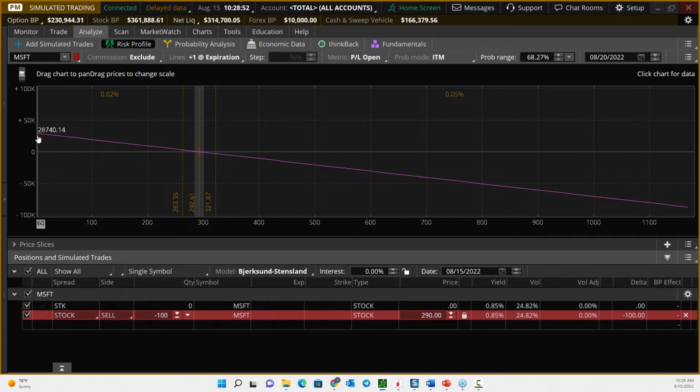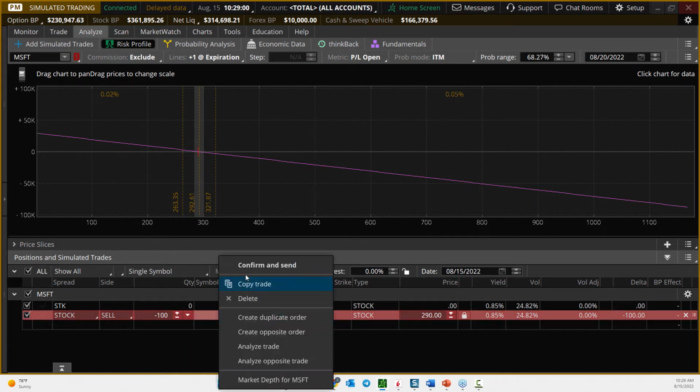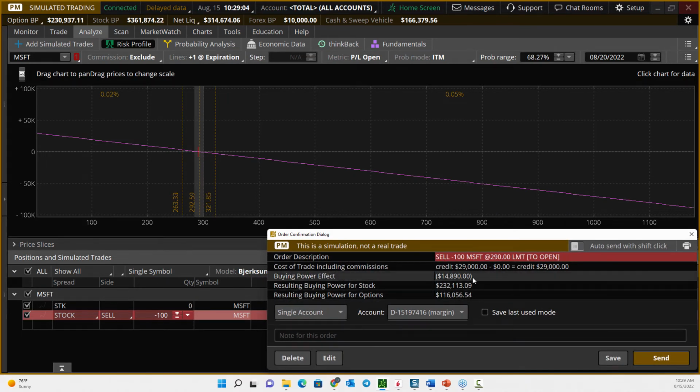So if we shorted the stock at 290 and it went to 0, we're going to be up about $29,000, right? We collected $29,000 when we shorted the stock. If you watch, if I go into confirm and send, watch what happens. It's going to tell me you're getting a credit of $29,000 because you're selling 100 shares at 290.